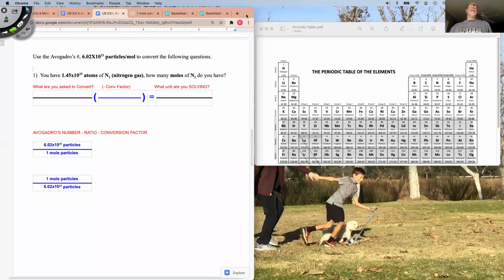So ladies and gentlemen, let's just take a look at this problem. We're going to be using Avogadro's number, which has 2 ratios. One is 6.02 times 10 to the 23rd particles per mole. The other one is 1 mole has so many particles.